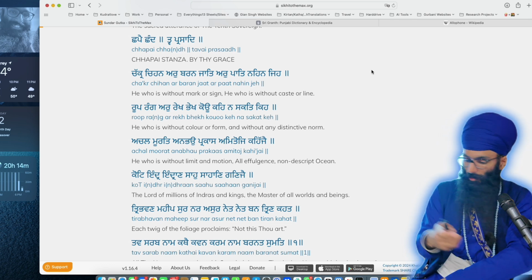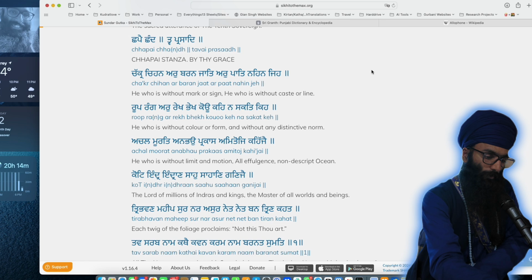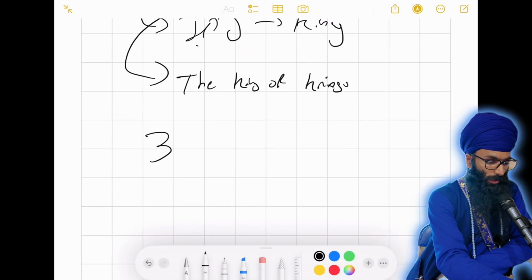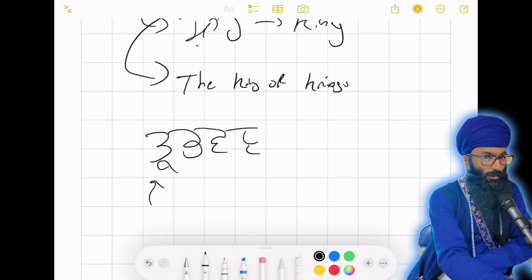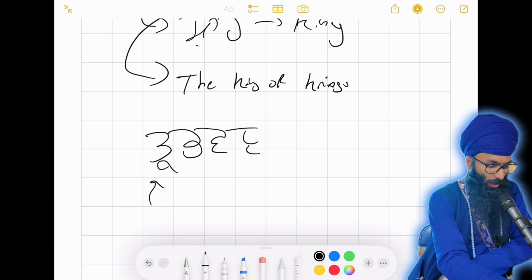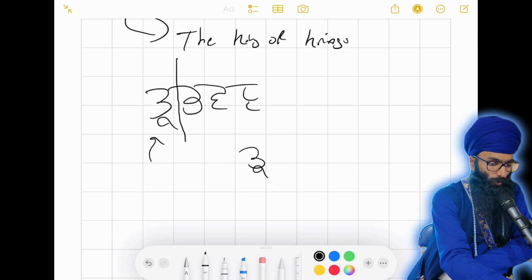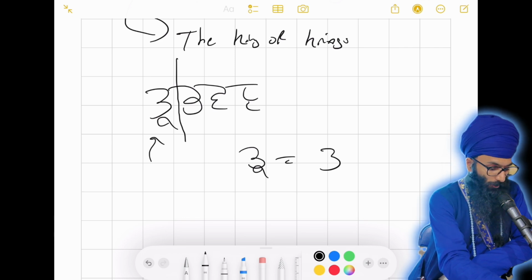Next line. Tre pavan meheep sunar asur. Tre pavan. Okay, let's look at that word. The word is tre. What is this letter called again? The letter with two things? Dot akhar. Very good. Tre pavan. So there's two things here. Tre means three.